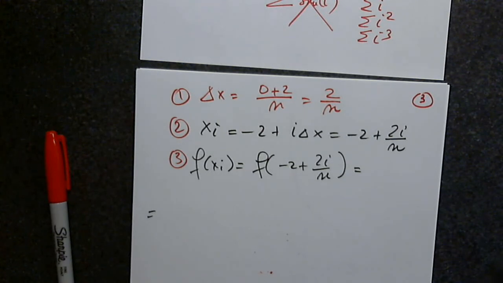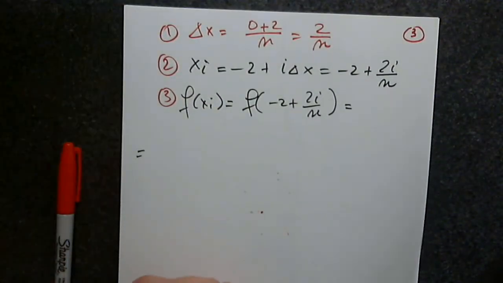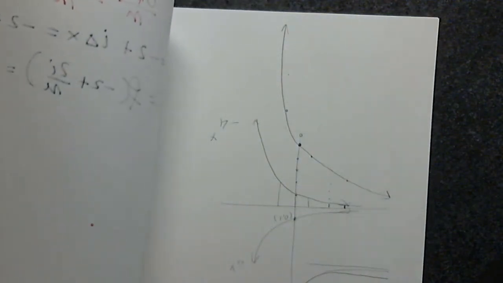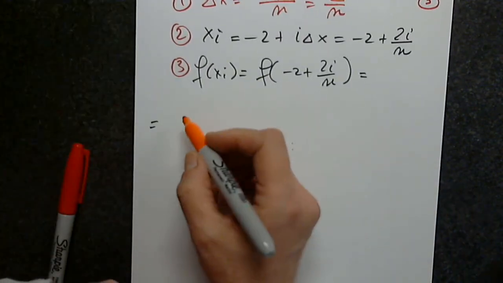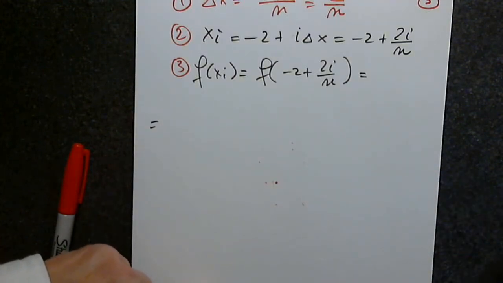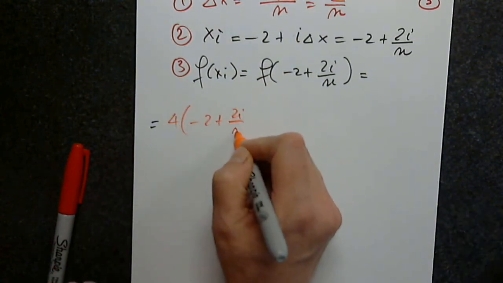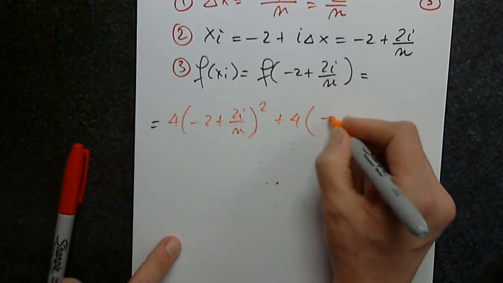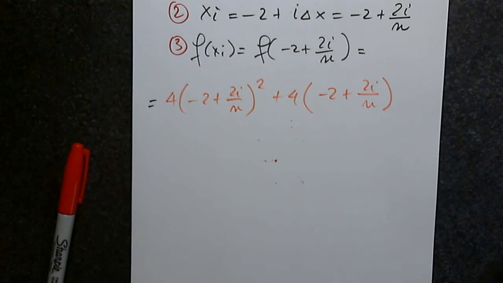Good. Ready? What is happening here? Look at this. I got a cheat sheet here. Okay, so the function was 4x squared minus 4x or plus 4x, right? 4x squared plus 4x, correct. So 4 times negative 2 plus 2i over n, squared, plus 4 times negative 2 plus 2i over n. Is this okay so far?